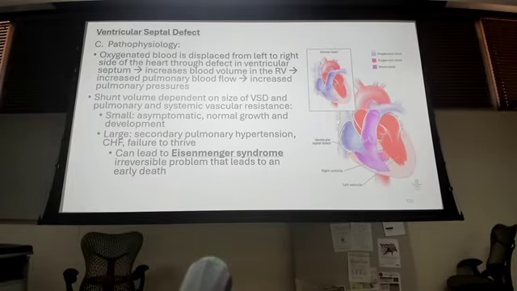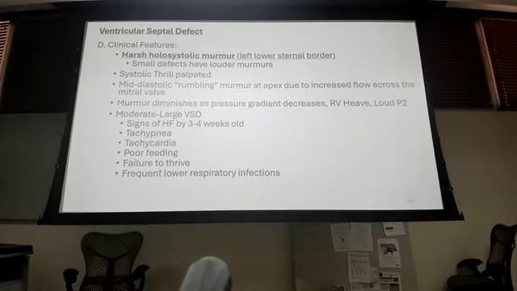But the problem is, if this persists for decades, it can cause some compensatory changes and can lead to the development of Eisenmenger syndrome, which now takes an acyanotic lesion and makes it a cyanotic lesion. Okay. And we'll talk about in a couple of slides why that happens. But on exam, the big thing to know is you get this harsh holosystolic murmur, best heard at the left lower sternal border. Small defects have loud murmurs, and the reverse is true too, where large defects tend to have soft murmurs. Okay.